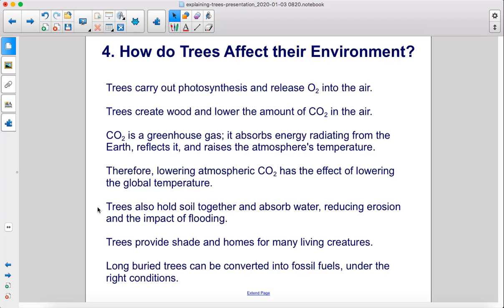Trees also hold soil together and absorb water, reducing erosion and the impact of flooding. Trees provide shade and homes for many living creatures. Long buried trees can be converted into fossil fuels under the right conditions.